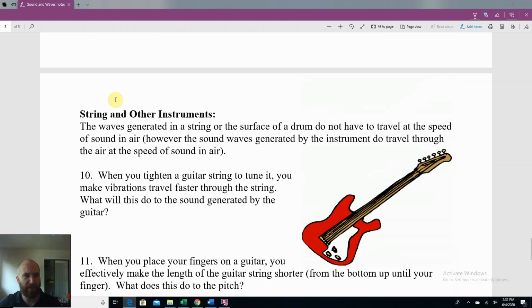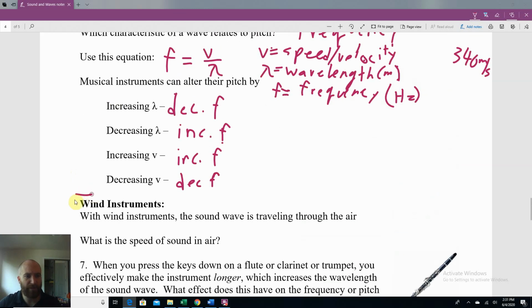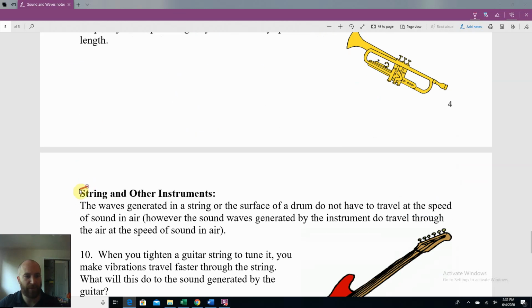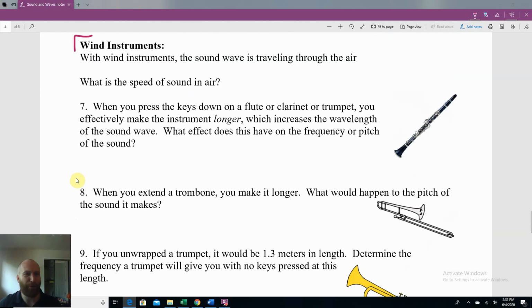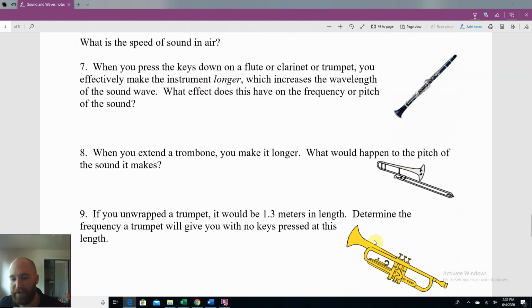So look at a couple examples here. We'll start with some wind instruments, and then we'll do the string instruments, and that's all the instrument types that I know. With wind instruments, the sound wave is traveling through air. So all wind instruments are basically some sort of tube, maybe shaped weird, like a trombone or a trumpet, or maybe just straight like a clarinet. So that's all it is.